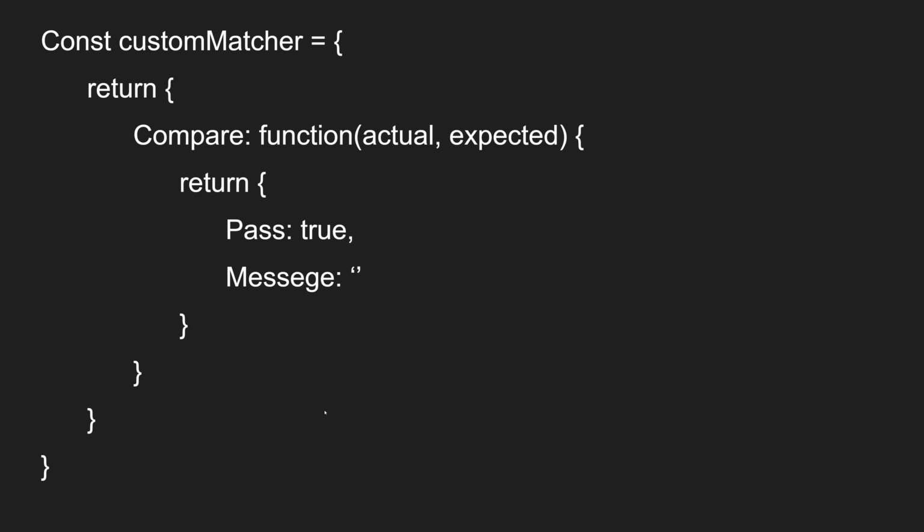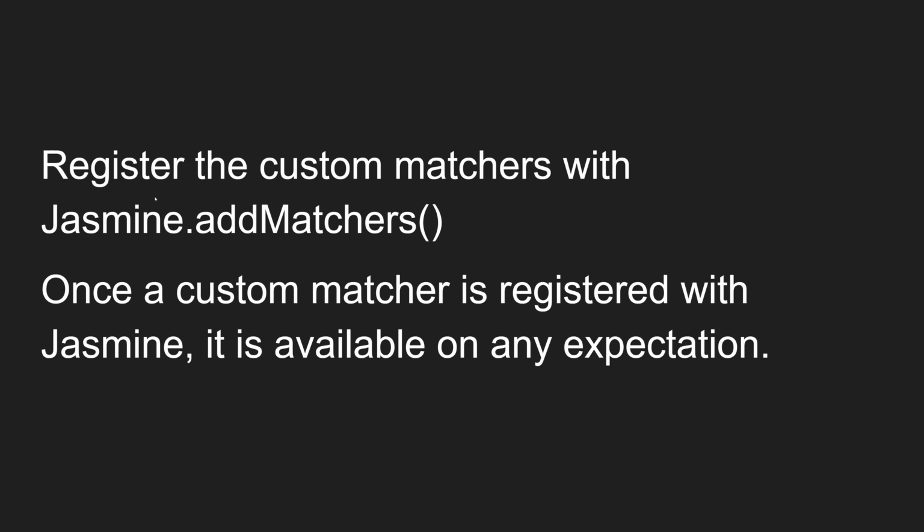Now you want to use this custom matcher in your spec. How can we use it? For using this custom matcher, first we need to register it. Whatever custom matcher you have created, you first need to register it. We can register it using the method jasmine.addMatchers. After registering the custom matchers using the addMatchers method, you can use them wherever you want. Once a custom matcher is registered with Jasmine, it is available on any expectation, so you can use it in any expectation you want.